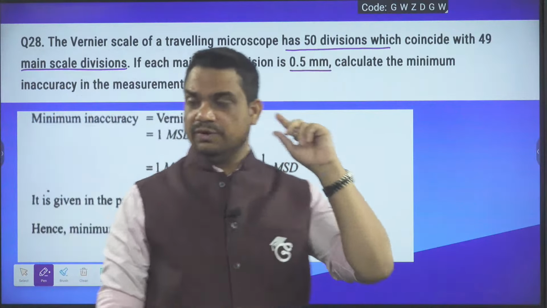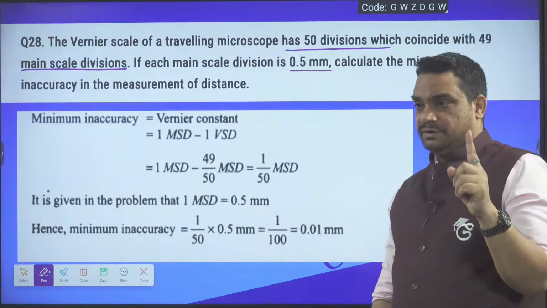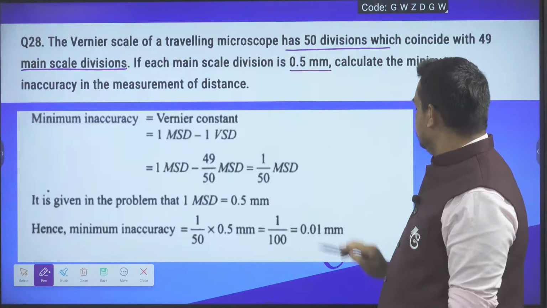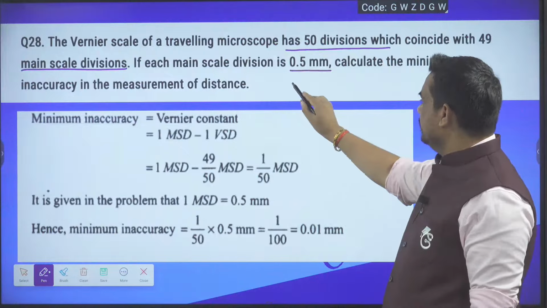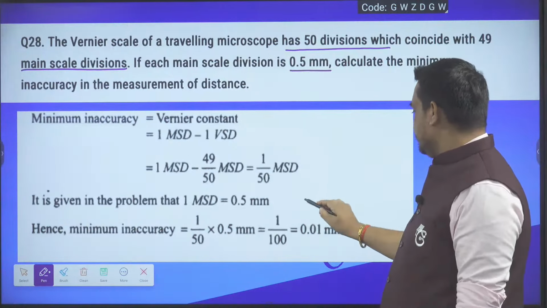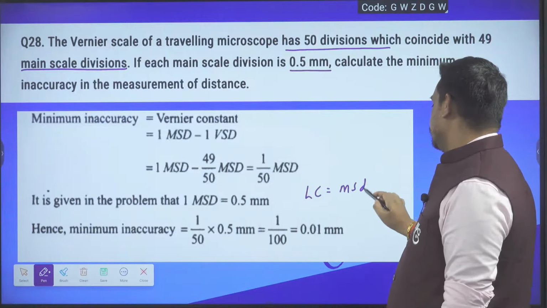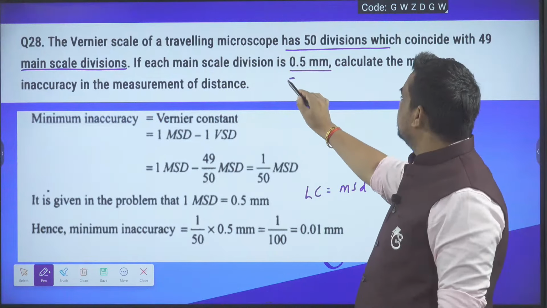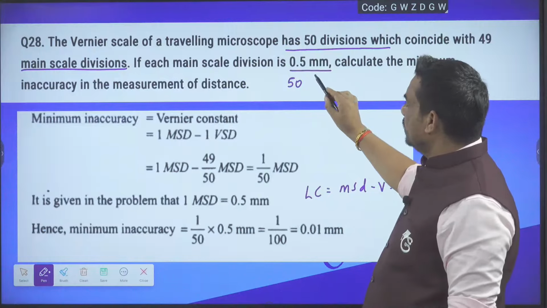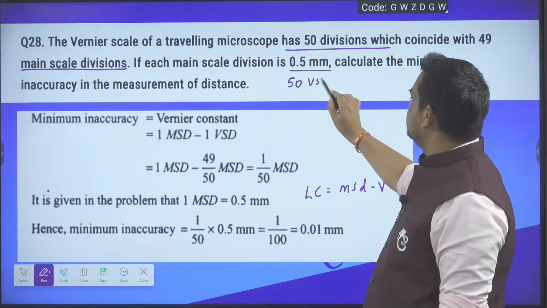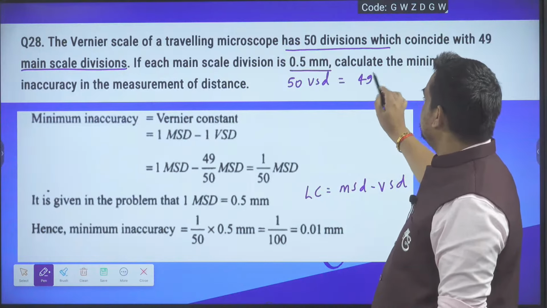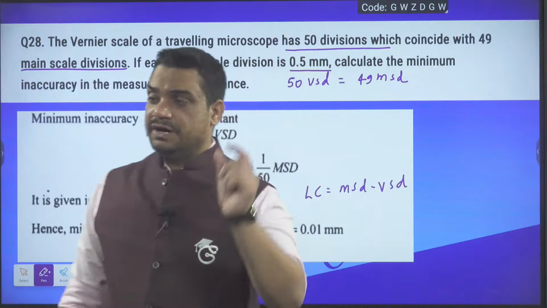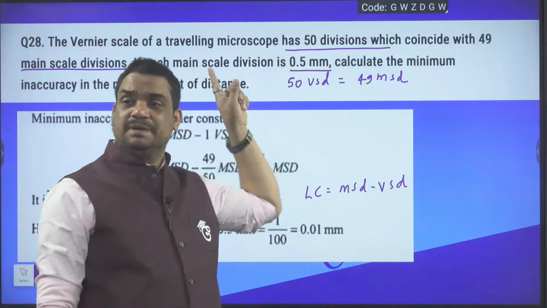What do we have to figure out here? Least count. The least count formula is very simple. It is given by least count equals MSD minus VSD. Now here they have given that 50 vernier divisions coincide with 49 main scale divisions.